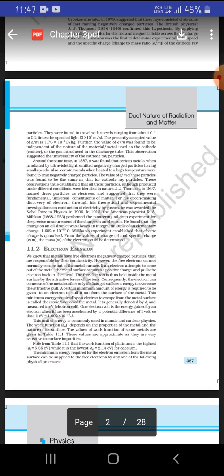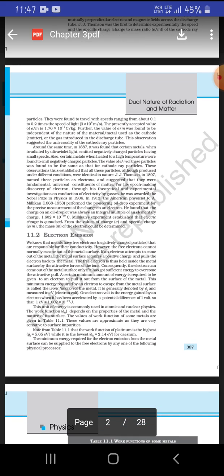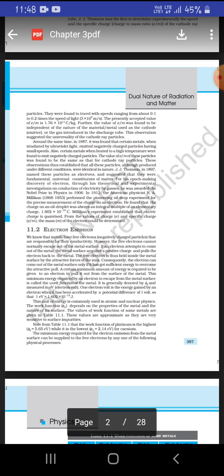And in 1913, an American physicist, R.A. Millikan, performed a pioneering oil drop experiment for precise measurement of the charge on an electron, and he found that the charge on an oil droplet was always an integral multiple of an elementary charge, 1.602 into 10 to the power minus 19 C.